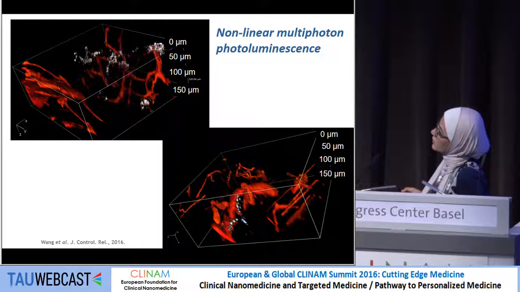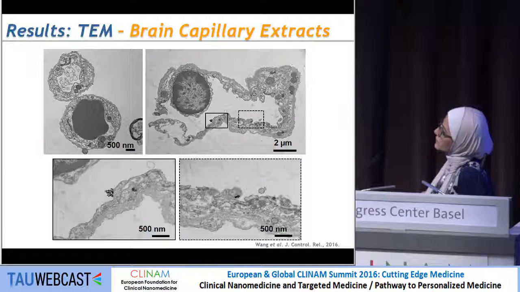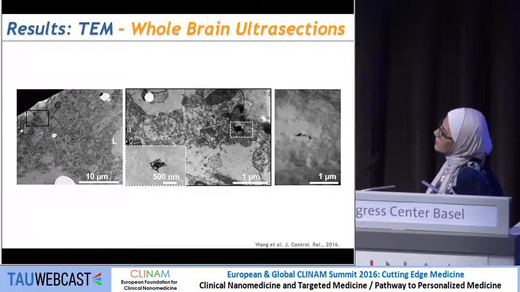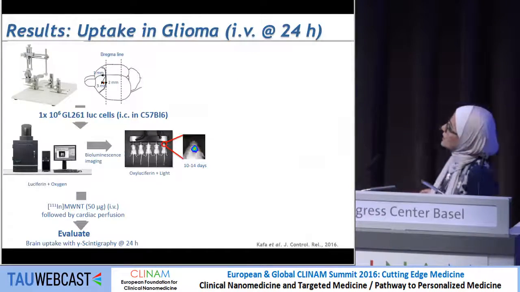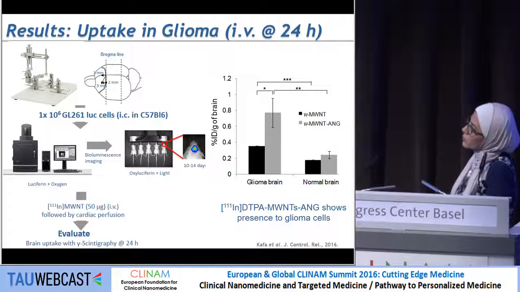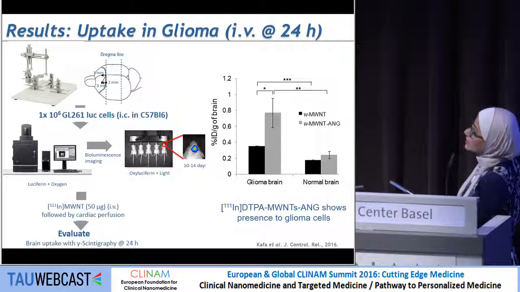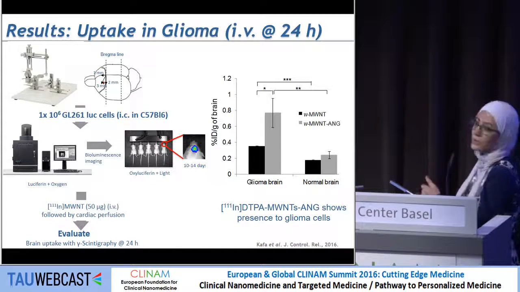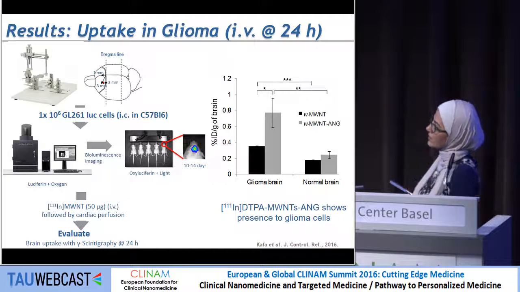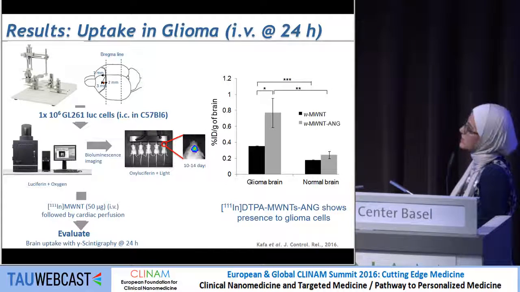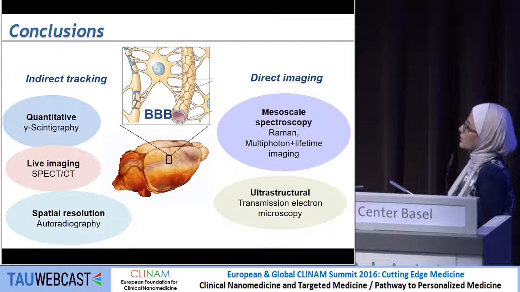These are just 3D images showing the CNTs in the brain. The TPM shows you whereabouts they are, how they interact with the brain capillaries, and that they are also present in the whole section. Because our aim was to target the glioma, we used the GL261 brain tumors, and interestingly, after 24 hours, we can see the clearance of the CNTs, whether they are targeted or non-targeted. But in glioma brain, you have higher uptake of the non-targeted one, and more significantly higher with the targeted CNTs, showing also promise in brain targeting.